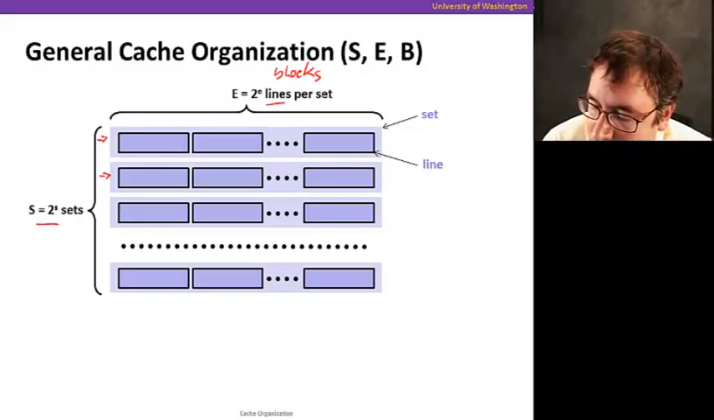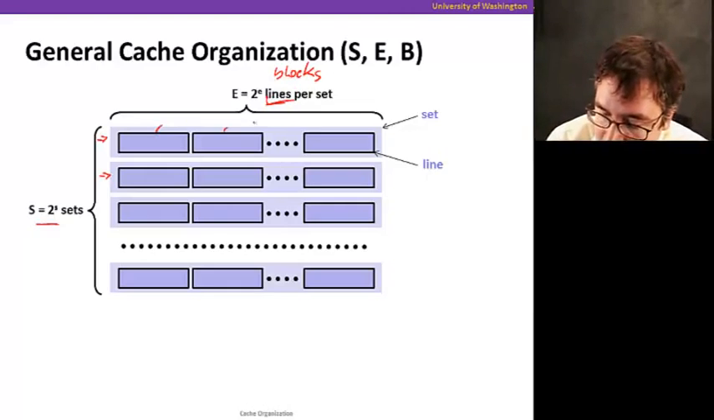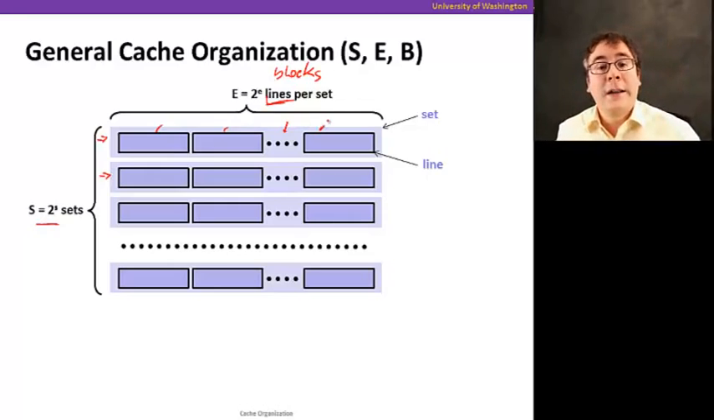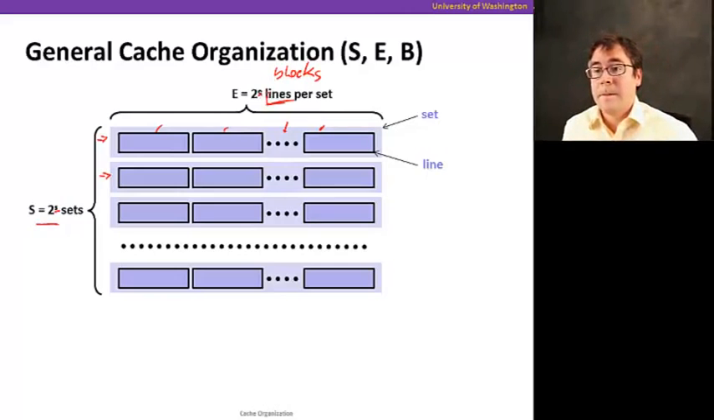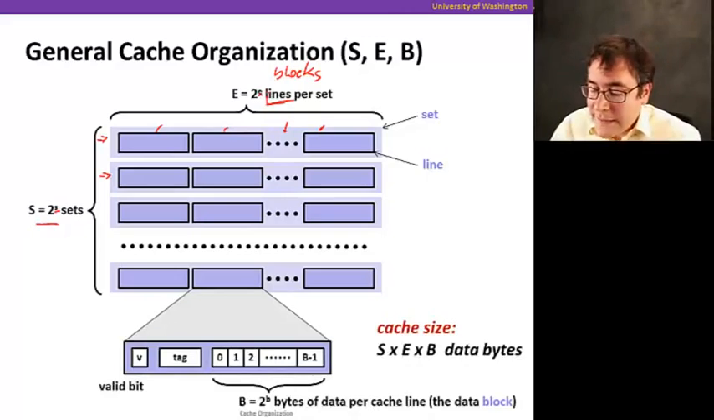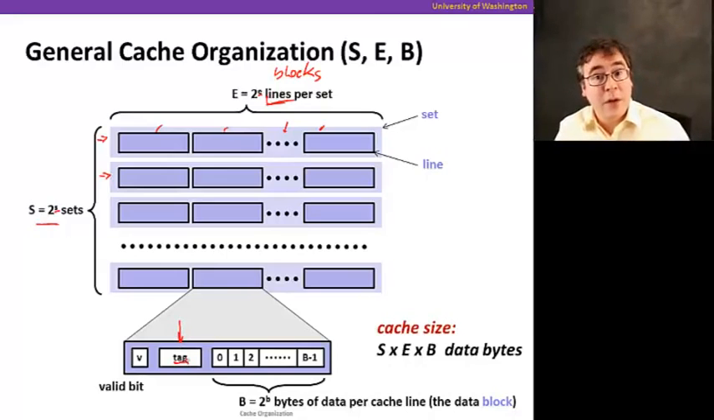So a set has a number of lines, which is the same thing as the ways. If I say a cache is four-way associative, it means that we're going to have 1, 2, 3, 4 lines in a set. So a cache has 2 to the S sets and 2 to the E lines. Each line in the cache has a bit of metadata. The first one is the tag that we saw in the previous video. The tag stores the rest of the address that cannot be figured out just with the set alone, so we know what data was stored in that block of the cache.